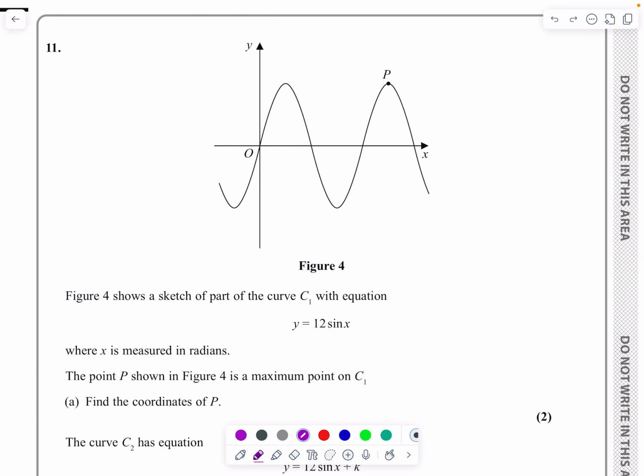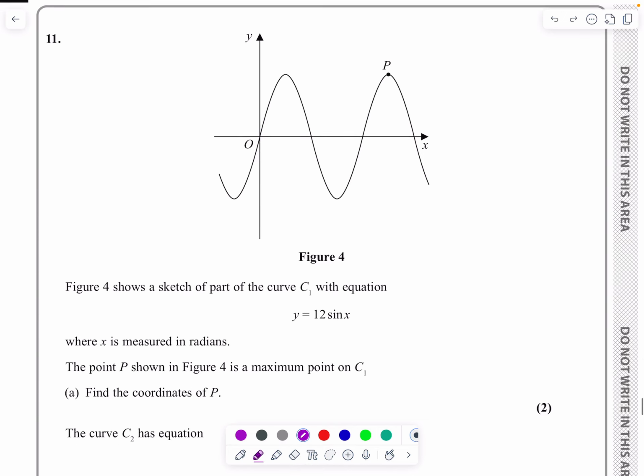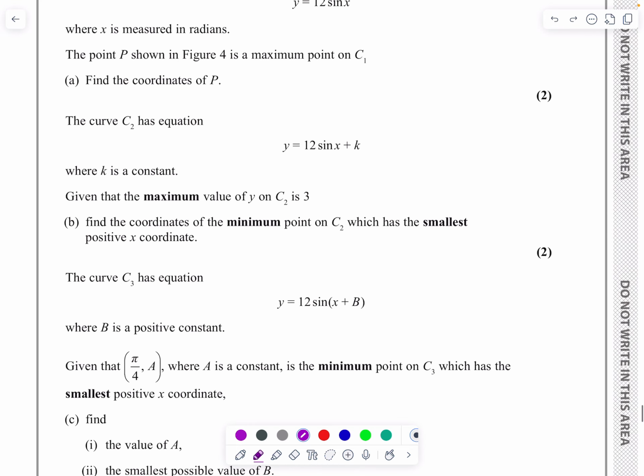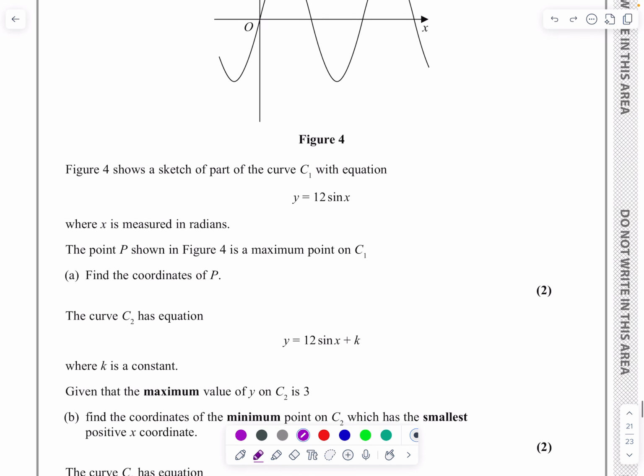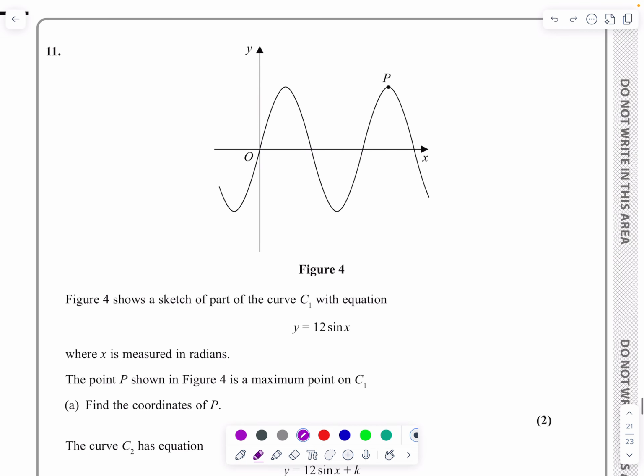Okay, this is the P1 paper from June 2024. This is question number 11, and as we can see as I pan down, this is a trig ratios question. In particular, we're going to be looking at the graph of sine x and transforming that graph.